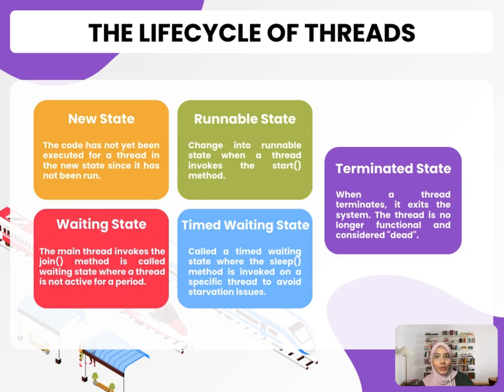Next, the waiting state. When the main thread uses the join method, it enters the waiting state, signifying inactivity. This occurs as the main thread awaits the completion of child threads. After the child threads finish their task, they notify the main thread, prompting its transition from waiting to an active state.